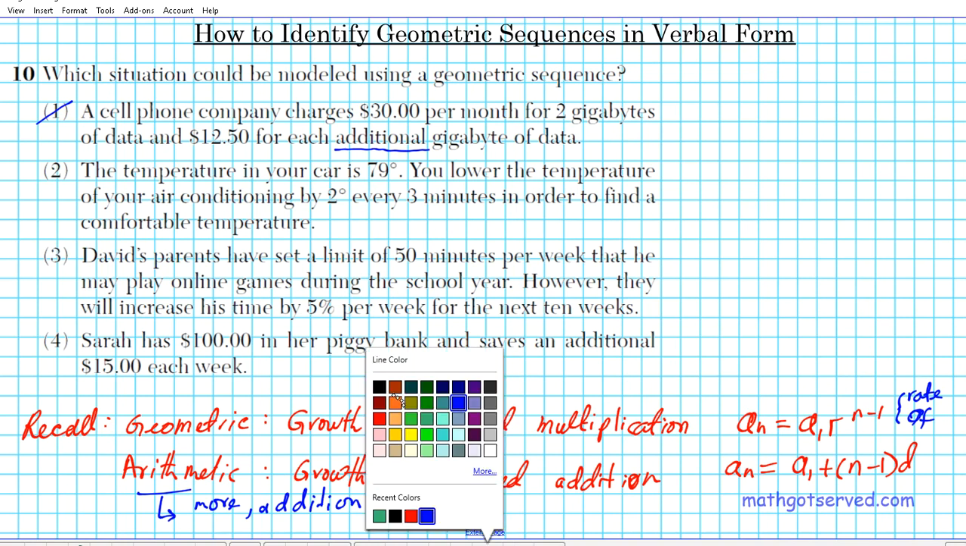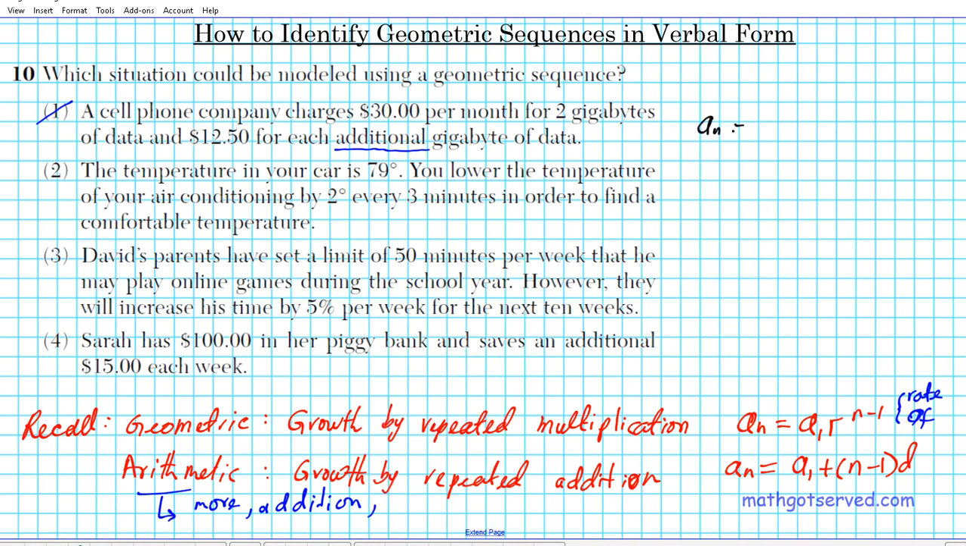So let's go ahead and write down what that looks like. So for this one, the nth term a_n is equal to the initial term, $30, plus the number of terms minus 1 times the common difference, which is $12.50. Okay, so if you look at this model right here, this is an arithmetic sequence model, which basically indicates repeated addition of a common difference, not common factor, a common difference of $12.50.